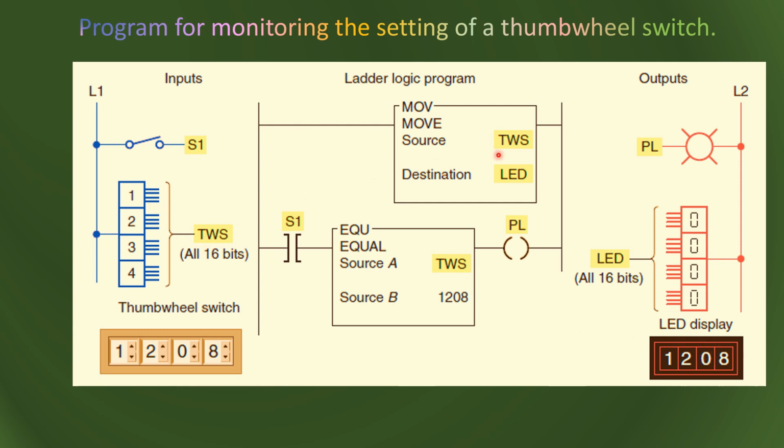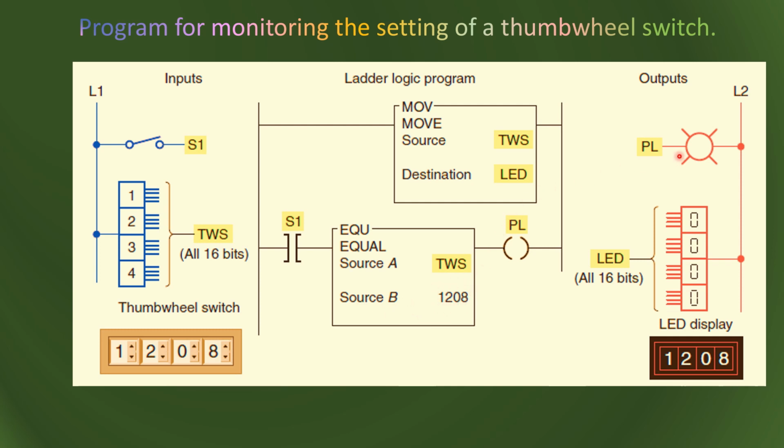So the move instruction can work. Suppose the destination register is LED and we can put it over here. Here we have written LED, but it can be an address in the PLC, which can be the integer address. Similarly, this can be an address. So here we are writing TWS, where the thumb wheel switch is attached, and LED, the output pins where the LED has been connected.